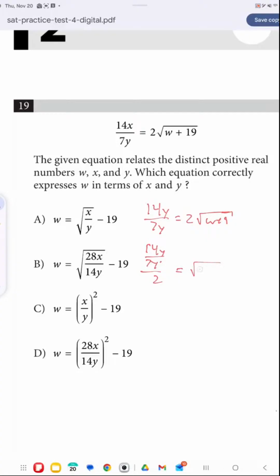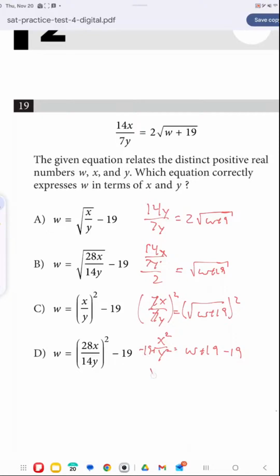So if we divide everything by 2, we get this. That would be 7x over 7y is equal to the square root of w plus 19. Now we want to get rid of the square root. So we'll square this. We'll square this. 7 and 7 are going to cancel out. So we're left with x squared over y squared is equal to w plus 19. Then we'll subtract 19 from both sides. So we get x squared over y squared minus 19 is equal to w. And that looks exactly like answer C.